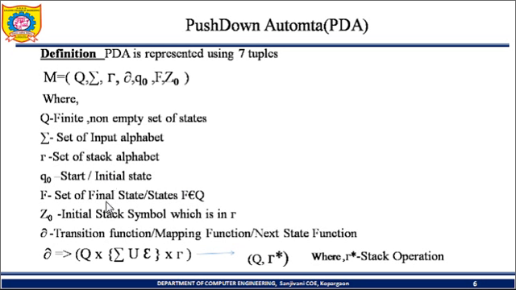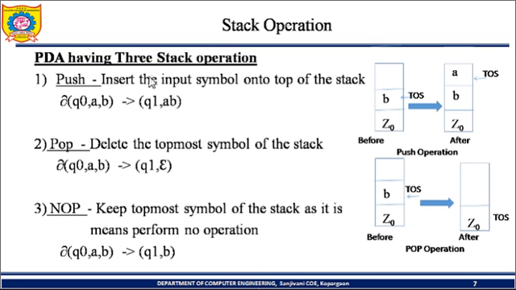F is the set of final state or states. There may be the case we may have more than one final state, and Z0 is the initial stack symbol, which is present in this set of stack symbols. And delta is the transition function. Now there are three operations that we can perform on the stack: push operation, pop operation, and no operation.